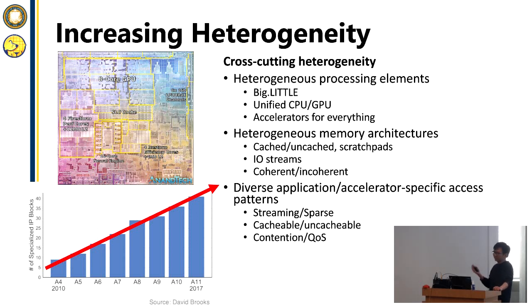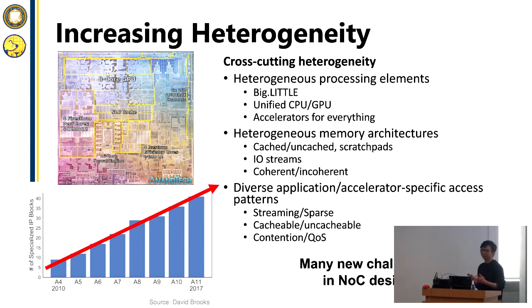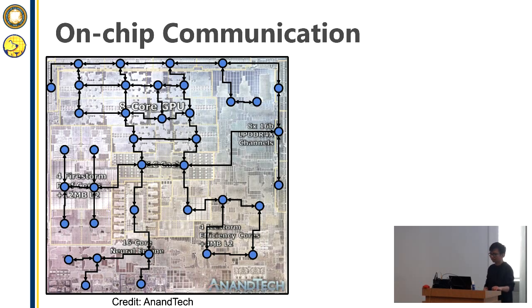And of course, the combination of this means that the types of access patterns that these devices are injecting into the memory system are getting more diverse, more application or accelerator specific. All of these factors mean that we have many new challenges and interesting effects to study in SoC architecture and NoC design. So how do people manage on-chip communication on these large SoCs?